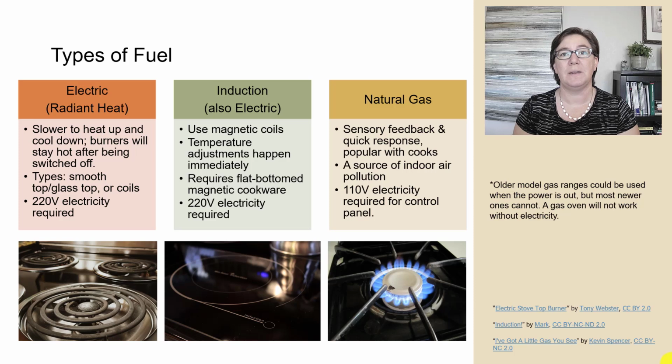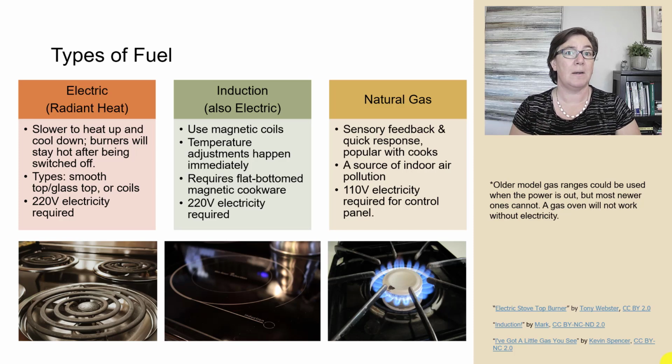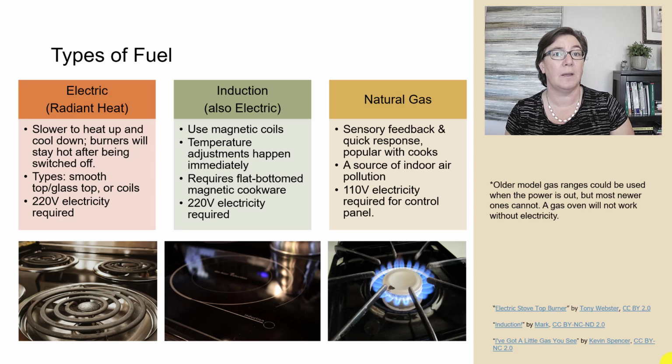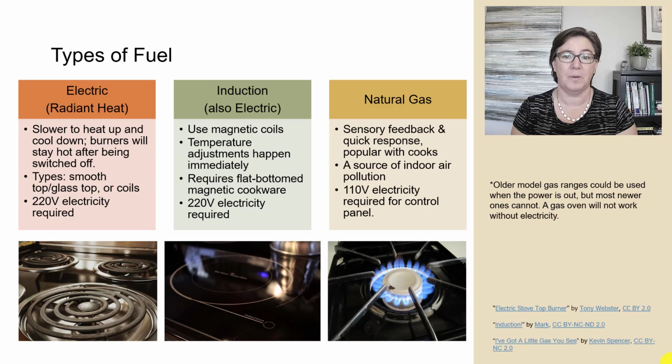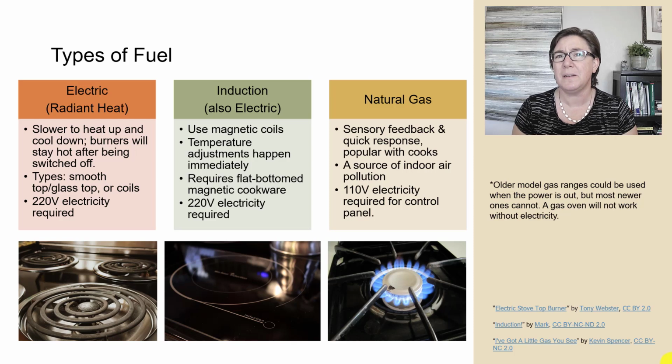Our final option is natural gas. Because you get some sensory feedback, i.e. you can see the flame, you can feel the flame, and also it's got an incredibly quick response to the controls. Natural gas is very popular with cooks. However, the downside is it is a major source of indoor air pollution. Natural gas ranges and ovens still need some electricity for their control panel, 110 volts.